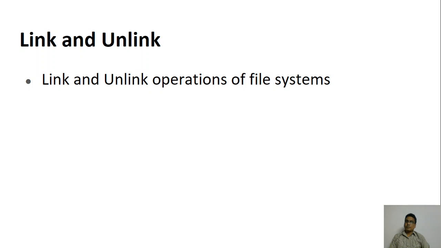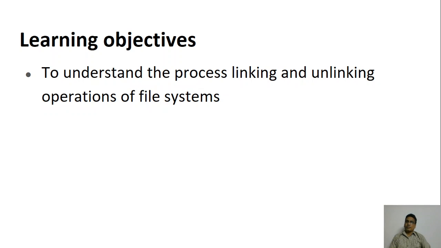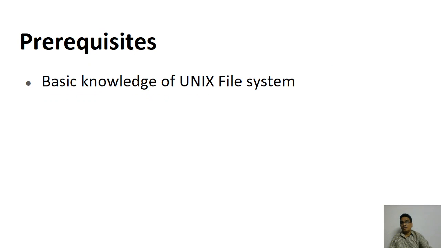In this session we are going to talk about link and unlink system calls in Unix operating system. The learning objective for today's class is to understand the process of linking and unlinking operations of file system. In order to appreciate the content of this particular chapter, you need to have the basic knowledge of a Unix file system.